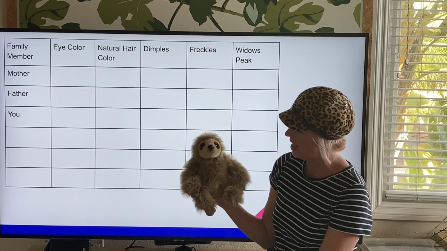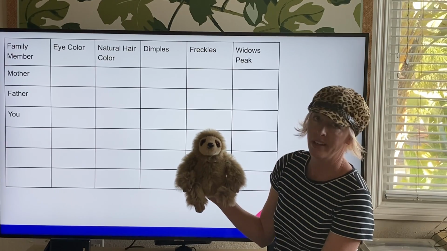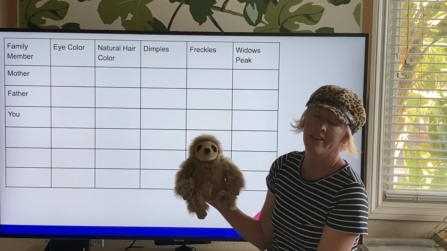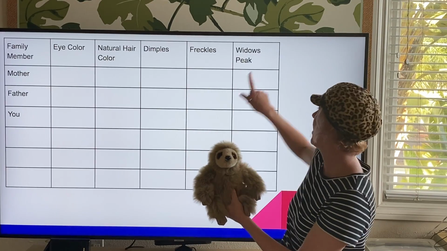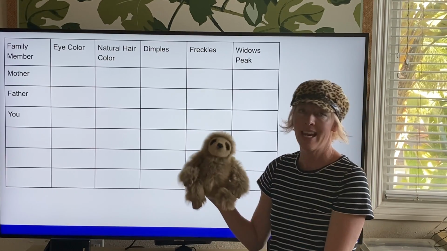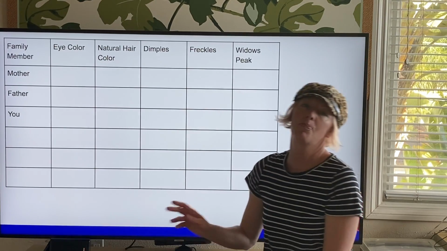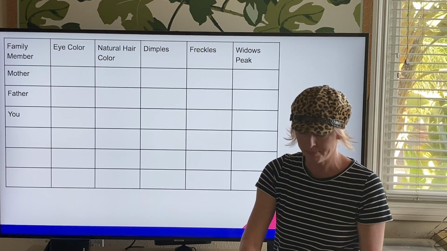And then finally, Slothy, do you have a widow's peak? I'm looking at the hairline and I can see that there's no point, so there's no widow's peak on Slothy. So I would write no right there. Then I would repeat this process with all the people I chose to interview in my family.